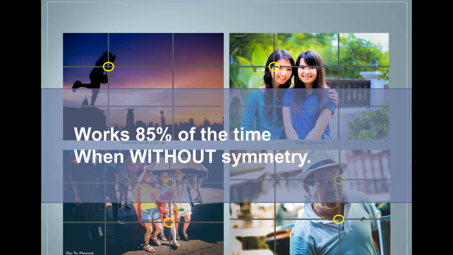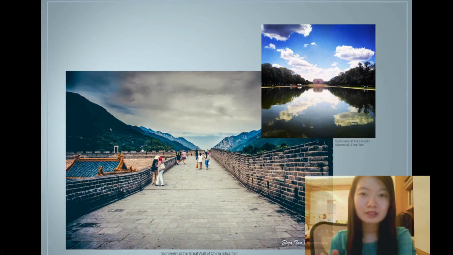The rule of thirds works best 85% of the time without symmetry. Here are some examples of symmetry. In these cases, we should center our subject.